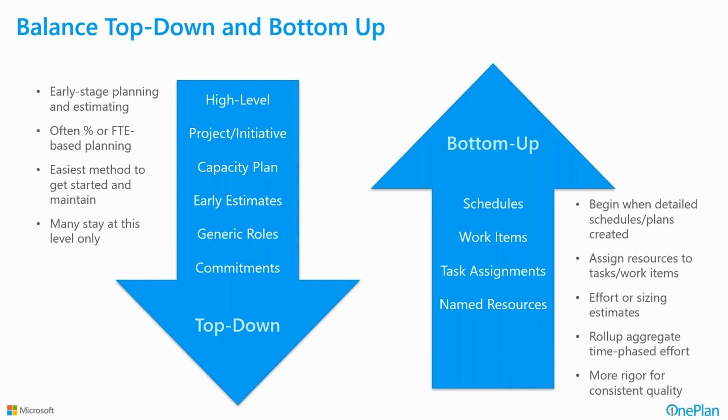And then you start assigning resources to tasks and work items, and then you effort or size those estimates, in whatever method makes the most sense. Are they hours, for example, or are they story points, whatever they might be. And then you've got to roll up the time-phased aggregate effort to come up with an aggregate demand of what's there as far as the resources that we're applying.